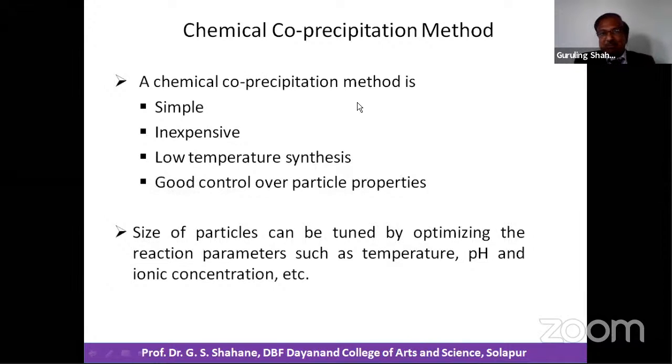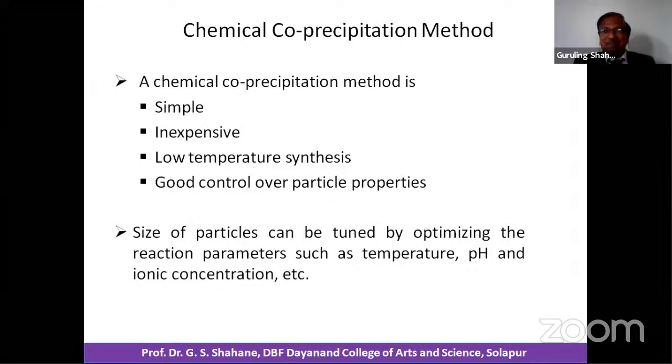For the synthesis of this composite, we have used a chemical co-precipitation method. Simple chemical method is used for the synthesis of ferrites. A well-known method, very simple. It is used in a number of laboratories. What is the beauty of this method? This chemical co-precipitation method is very simple, inexpensive.